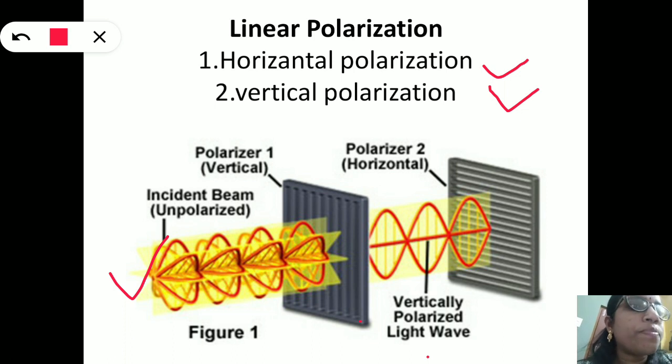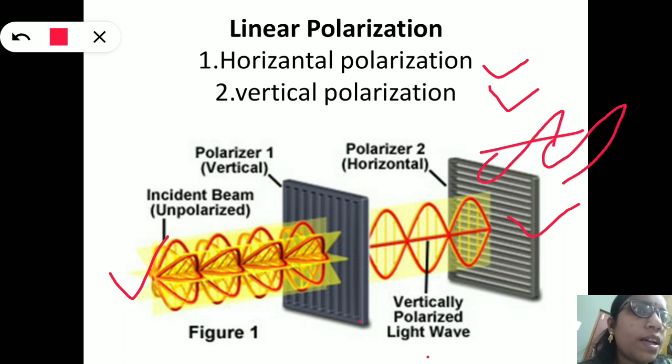Whenever you pass this beam through a horizontally polarized deflection plate, the wave will be something like this. Like this, depending upon the type of polarization, the wave may change its behavior or may change its shape.